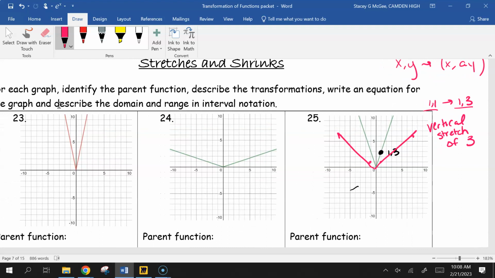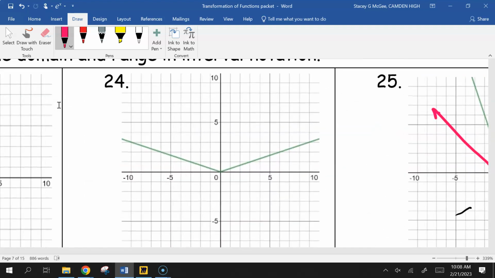Look at 24. Again, I'm looking for a point where x is 1 or y is 1, and it crosses over at a nice clean point for me. So look at this one. This point looks like (1, 3). So I'm thinking this might be a what? Horizontal stretch, right? That's what it looks like. And I need to go back to that other one and write the equation.